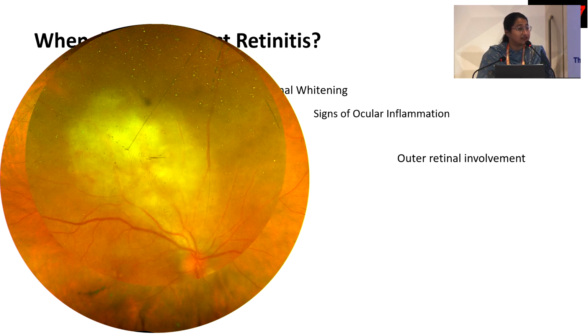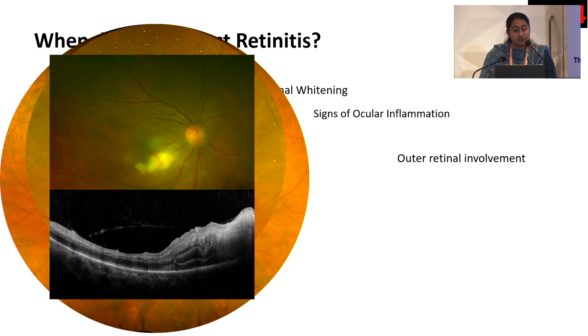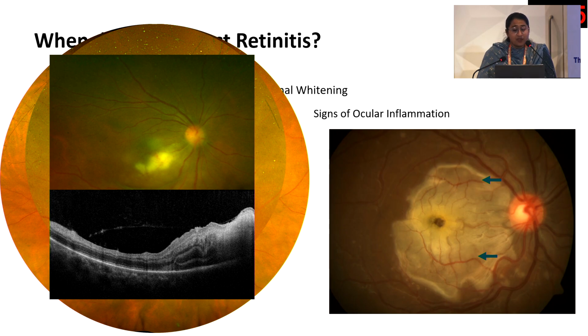As you can see, there is a white patch at the posterior pole. The margins are fuzzy, and at one place you can see the blood vessel properly, whereas at the other area you cannot see the blood vessel. Similarly, this was a case of focal toxoplasma retinitis, in which on OCT you can see involvement of all the retinal layers.